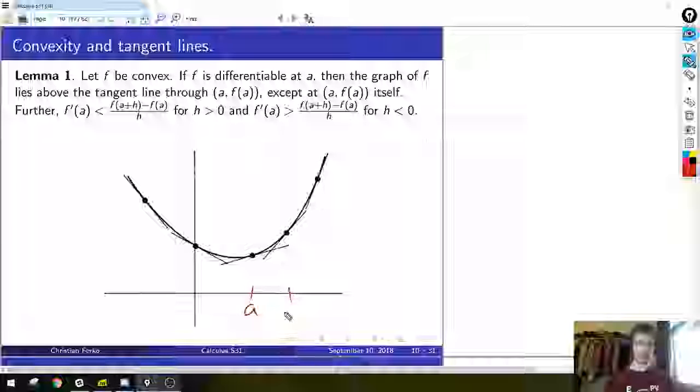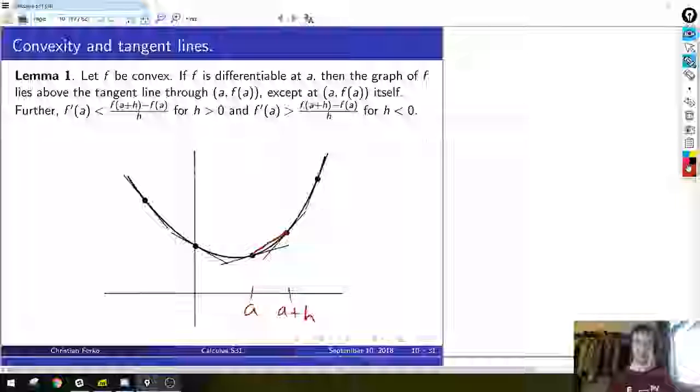If this is a and here's a plus h, where now h is positive, and we get this secant line slope, what is the theorem saying? It's saying the derivative at a, which is the tangent line slope, is less steep than the secant line slope. And indeed, we see that's true, right? Because here the tangent line at a is less steep, and this secant line slope is more steep.